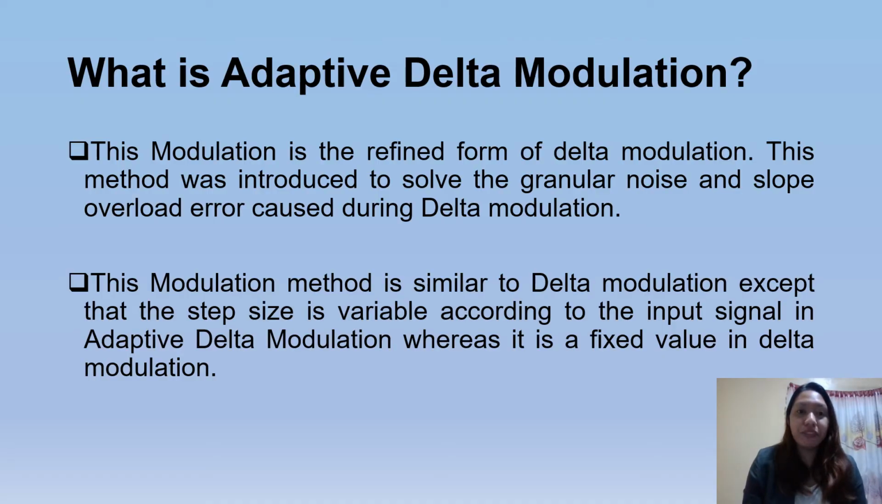What is adaptive delta modulation? This modulation is a refined form of delta modulation. This method was introduced to solve the granular noise and slope overload error caused during delta modulation. This modulation method is similar to delta modulation except that the step size is variable according to the input signal in adaptive delta modulation, whereas it is a fixed value in delta modulation.